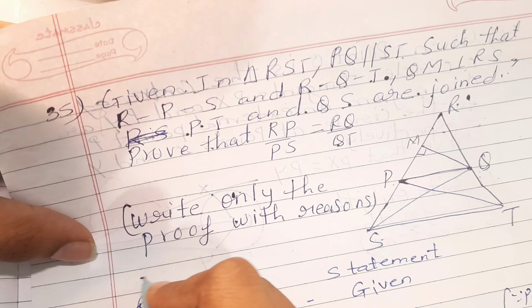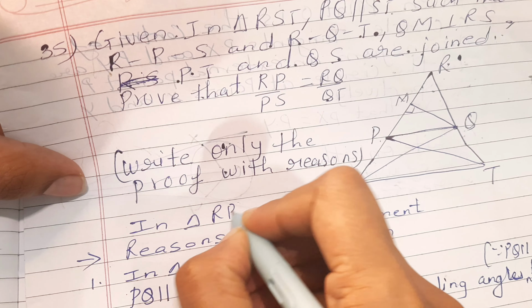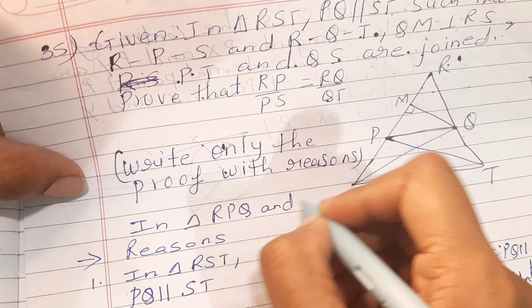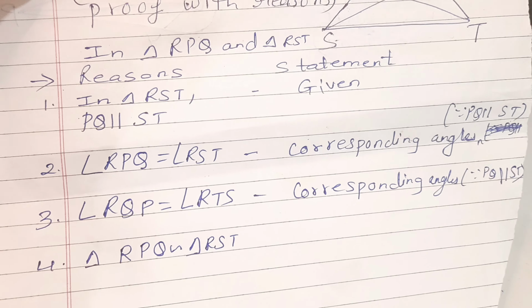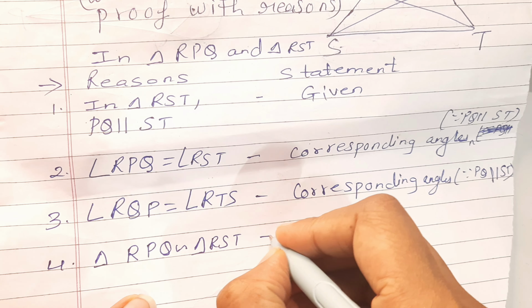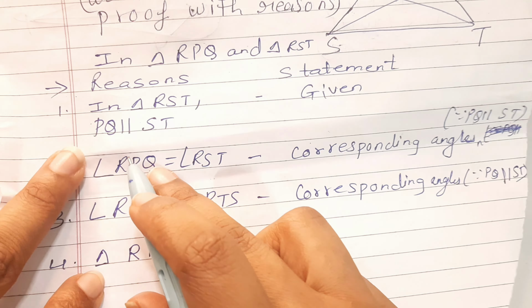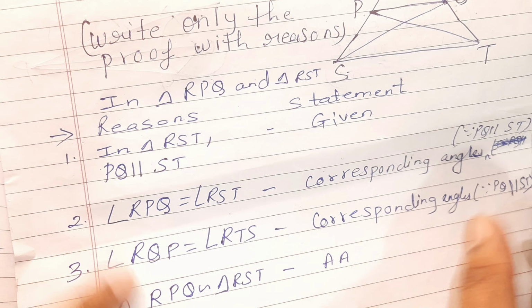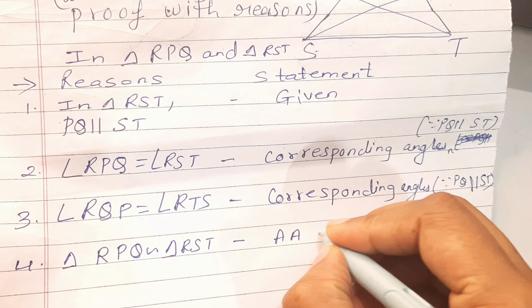So here I was supposed to write down initially in triangle RPQ and triangle RST. So both the triangles are congruent. So which by angle. See, I have used angle. Here I have used that. Okay. Angle similarity criteria.